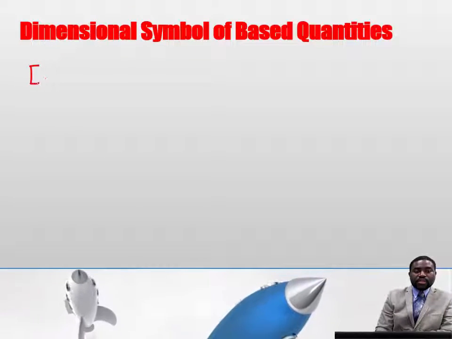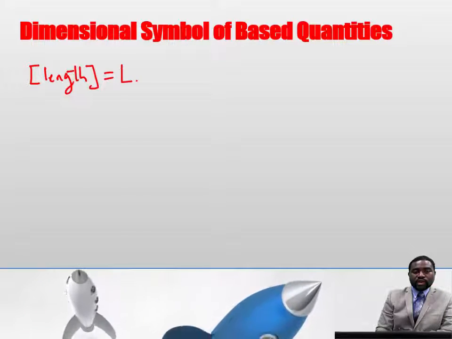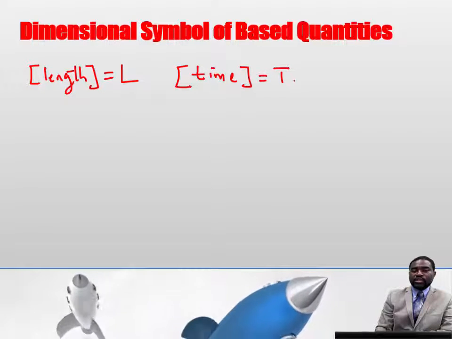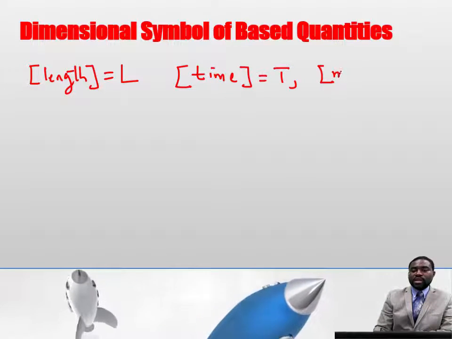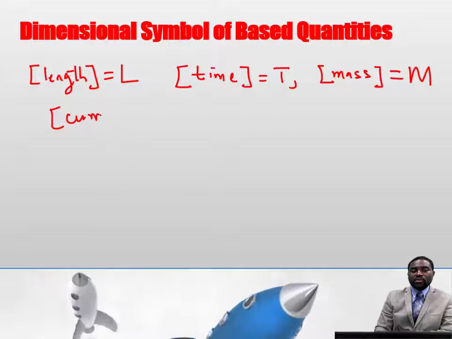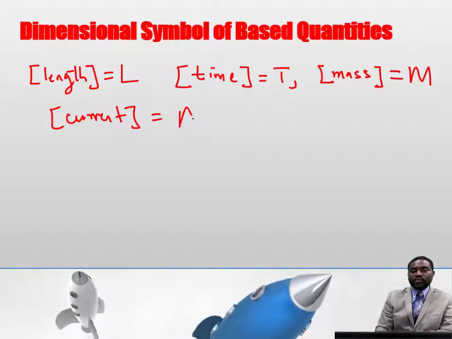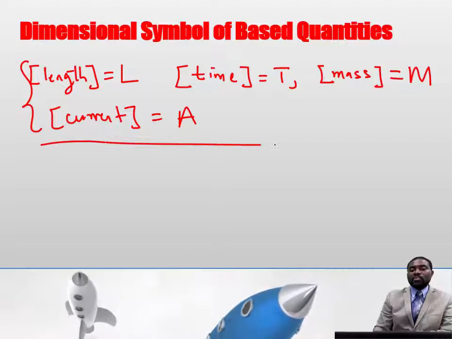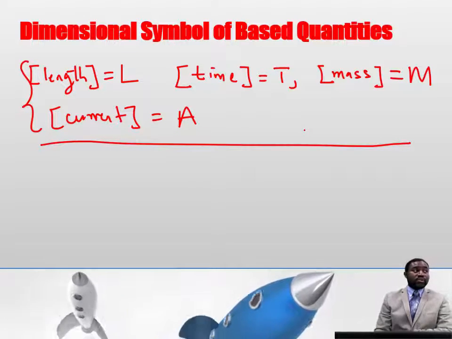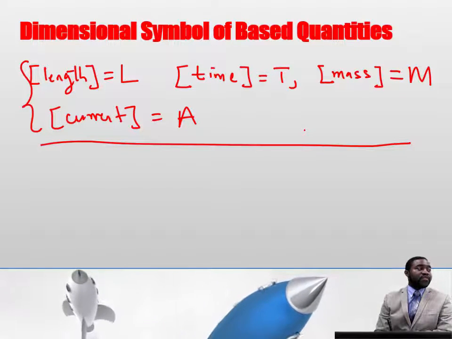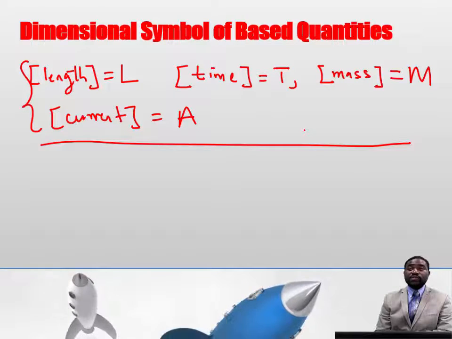Each fundamental physical quantity has a representative dimension. So, for example, the dimension of length is capital L. The dimension of time is capital T. The dimension of mass is capital M. The dimension of current, electricity, is capital A. These are the four base quantities upon which all other quantities in this course will be expressed in terms of. Let me say that again. In AP Physics 1, we will be able to express all physical quantities in terms of these four quantities.